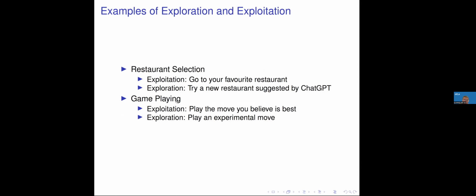And another example is game playing. So you can play the move that you believe is the best based on the history, right? So this is called exploitation. Or you can just play an experimental move. You haven't, for example, taken this move before, but you just want to try it. Maybe this move may give you a better chance to win the game. So this is called exploration.